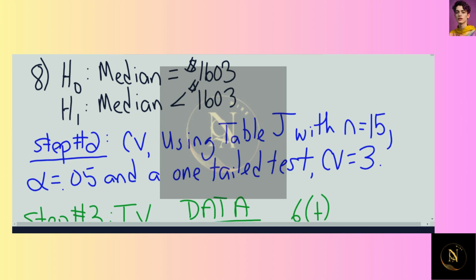In question 8, it is believed that the median income for women for a week is $1,603. Using some data points, they want to test to see if they believe it might be less than that.